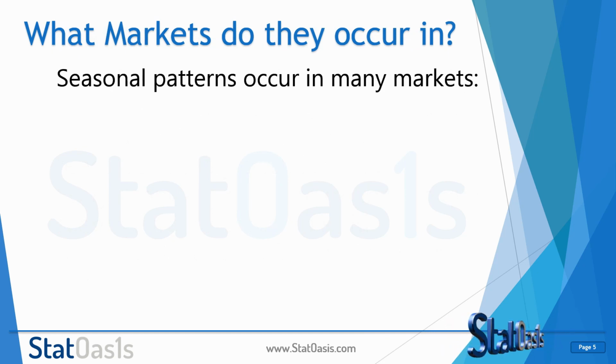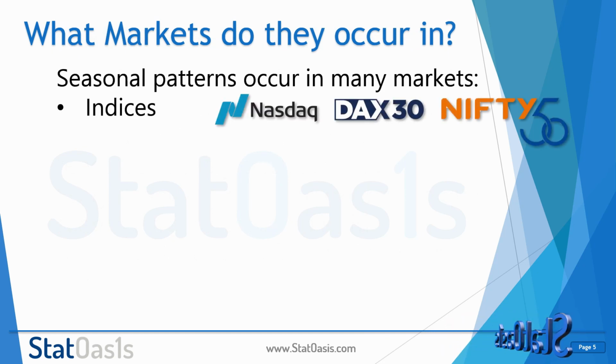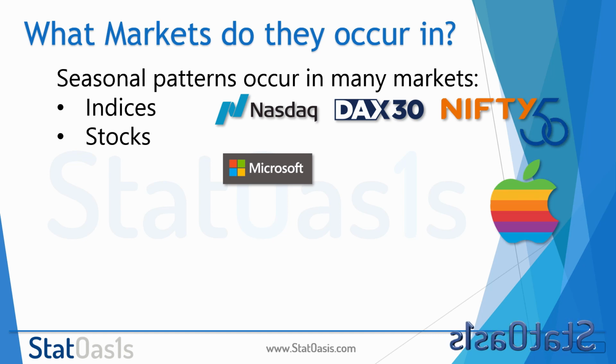These patterns occur in many markets, for example, indices. They occur in all indices around the globe. Here I represent NASDAQ, DAX 30, which is the German index, and Nifty 50, which is the Indian index. But they occur all over the globe with different returns on the alpha generated. Of course, they occur in all stocks for different reasons, sometimes due to earnings or sometimes due to the factors that drive the stock, for example, mining stocks or shopping stocks.